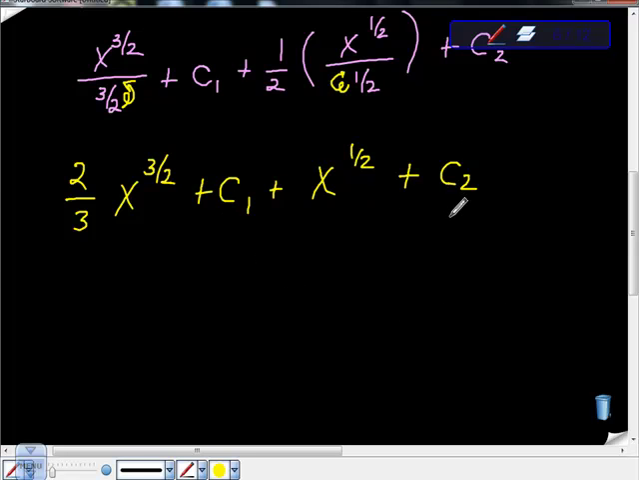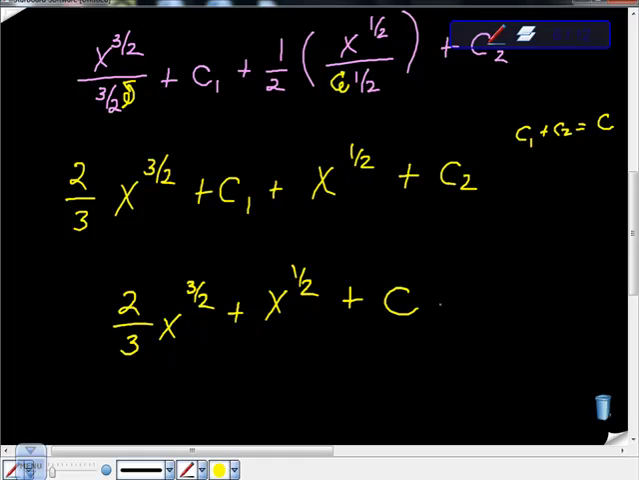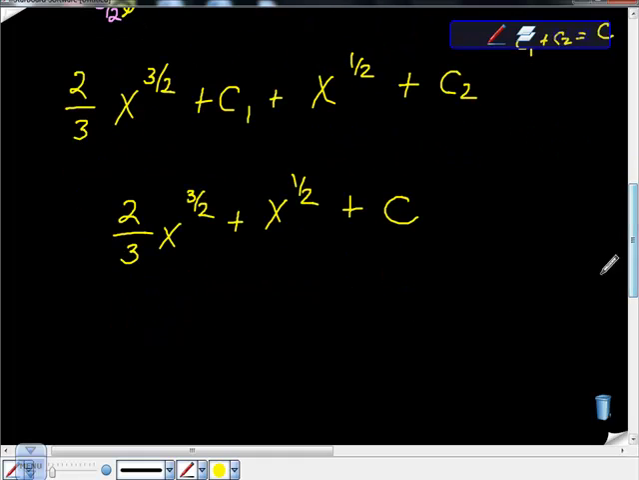I want you to know that c sub 1 plus c sub 2 is just equal to another value of c. So it shouldn't matter. You should ask your professor, or your instructor, how they feel about this. So I guess I would actually combine these and get c sub 1 plus c sub 2 is equal to c. And I would write that the value is x to the 3/2 plus x to the 1/2 plus c is the indefinite integral of that.